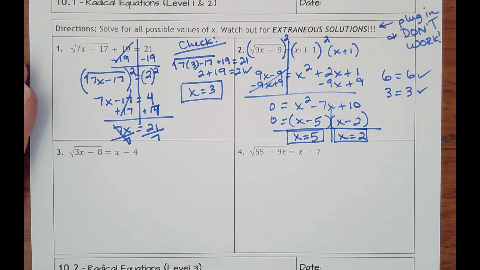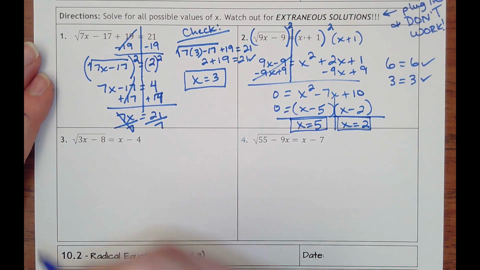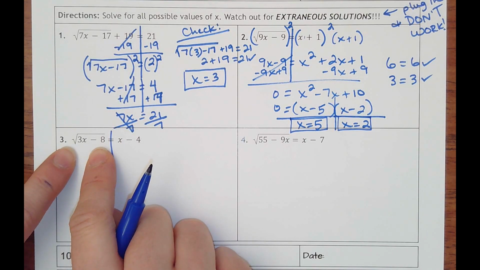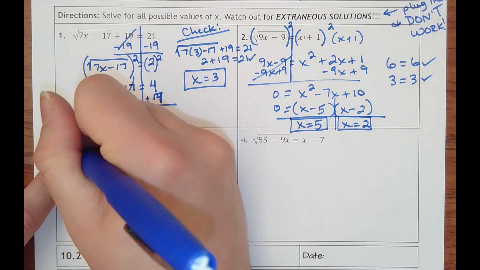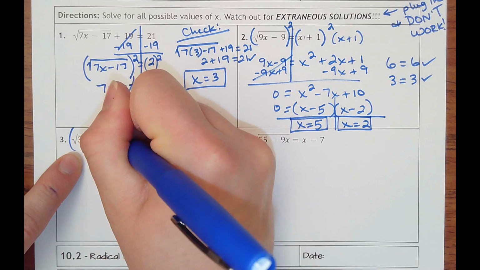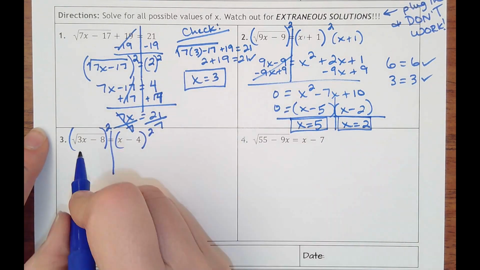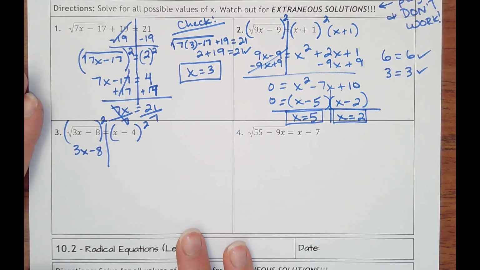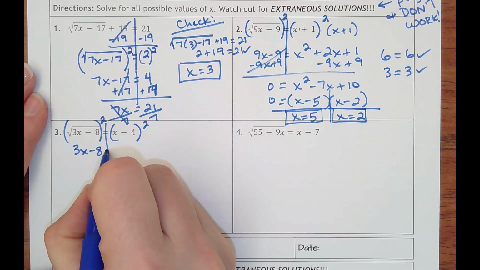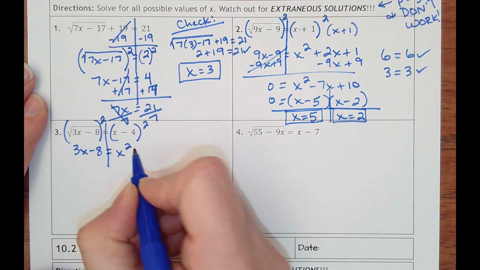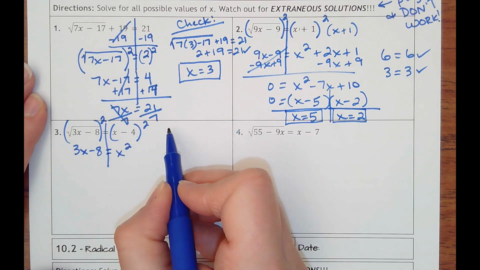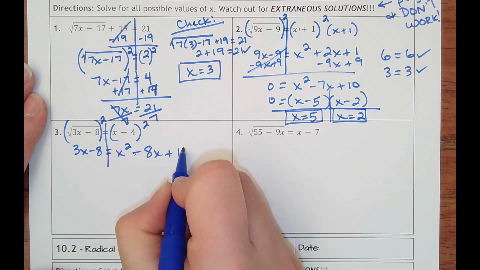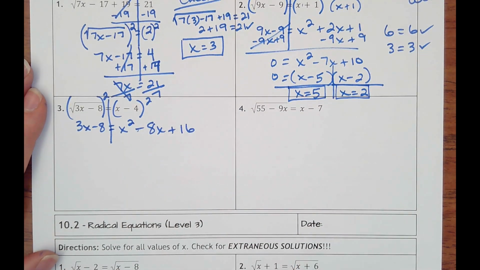All right, number 3 starts out the same way. We have nothing outside of the square root, so there's no getting this by itself. We're just ready to go ahead and get rid of the square root by squaring. Square and square root cancel, so I bring out the 3x minus 8, FOIL that somehow. I'd get an x squared. I know I'd have a negative 4x and a negative 4x, that makes negative 8x, and negative 4 squared is positive 16. Get it set equal to 0.